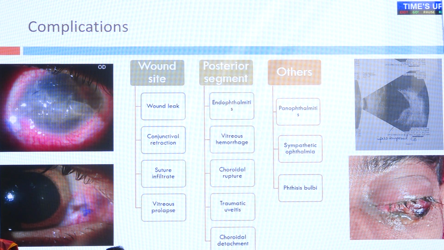Posterior segment complications can be endophthalmitis, vitreous hemorrhage, choroidal rupture, traumatic uveitis, or choroidal detachment. I think everything will be covered in the later sections. And other complications can be panophthalmitis, sympathetic ophthalmitis, and phthisis bulbi.